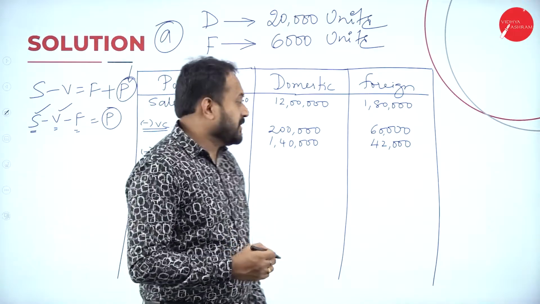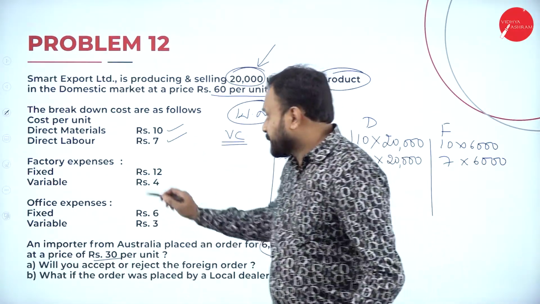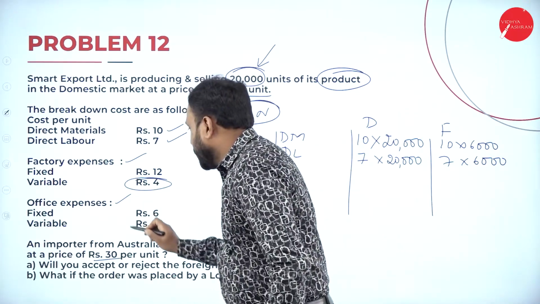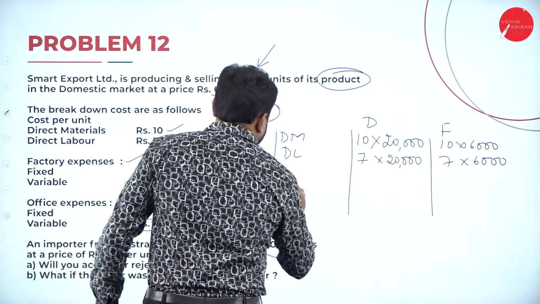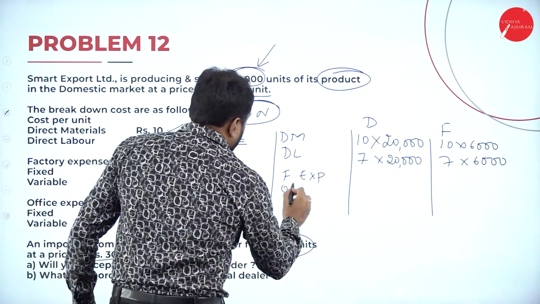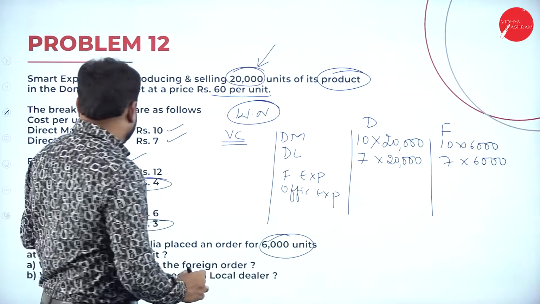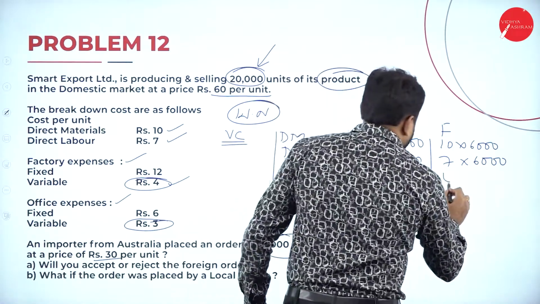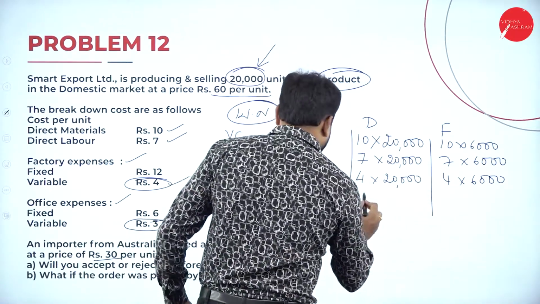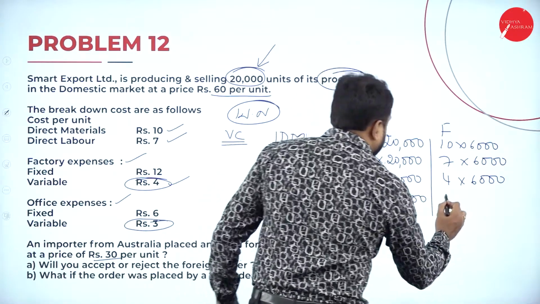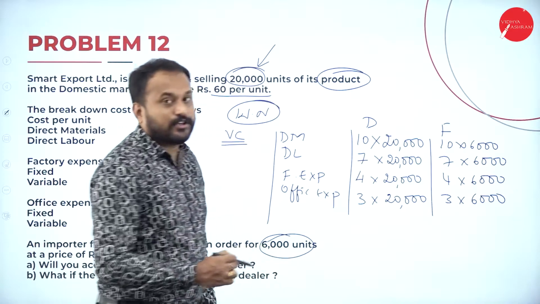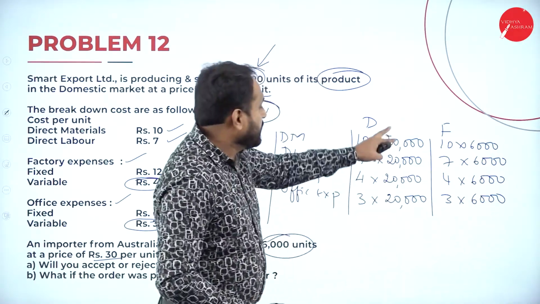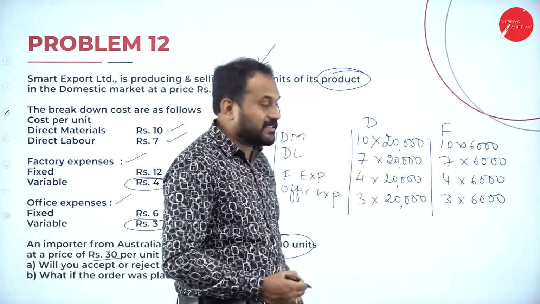Now what are the semi-variable costs? Two things are there. One is factory expenses we have, and we have office expenses. So factory expenses, what is it? Variable. Only variable you are supposed to take. Now here factory expenses we have how much? For the domestic it is 4 into 20,000. Here it is 4 into 6,000. Here it is 3 into 20,000. Again 3 into 6,000. See, these are the working notes which you need to go with. You go with domestic, foreign. See, for foreign it is all multiplication with 6,000. Here multiplication with 20,000.